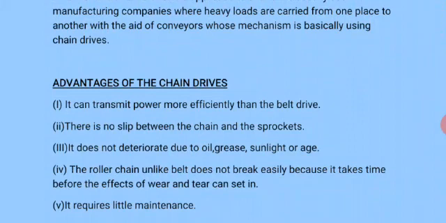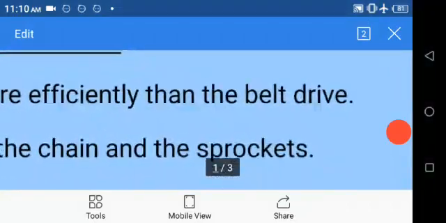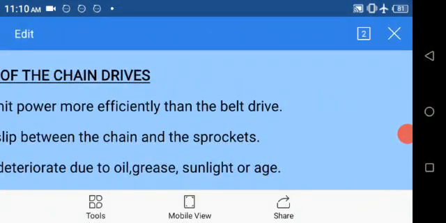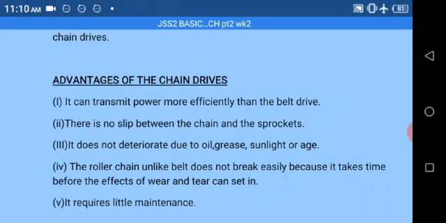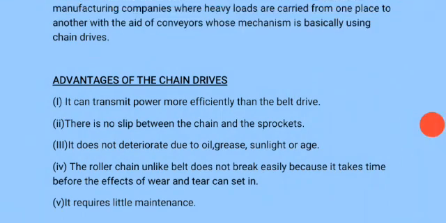Number 4, the roller chain, unlike belt, does not break easily because it takes time before the effect of wear and tear can set in. So that is the number 4 advantage, and that one I think is self-explanatory. Then number 5 advantage of the chain drive is that it requires little maintenance.